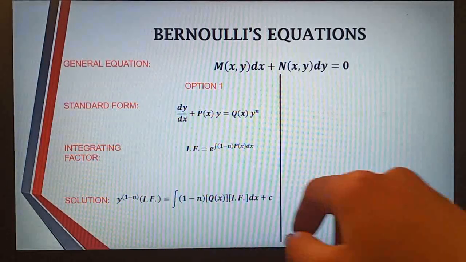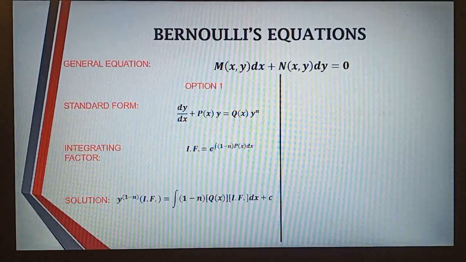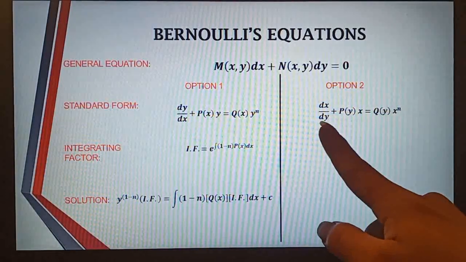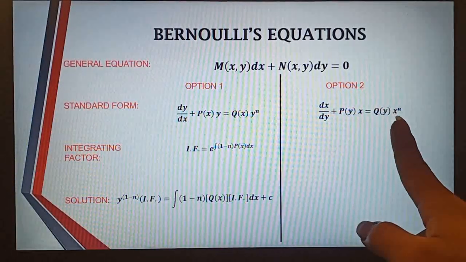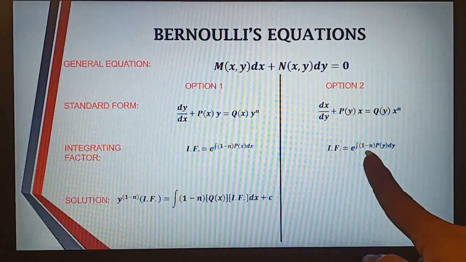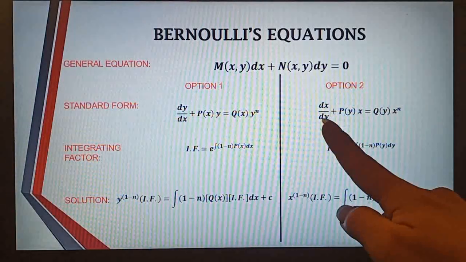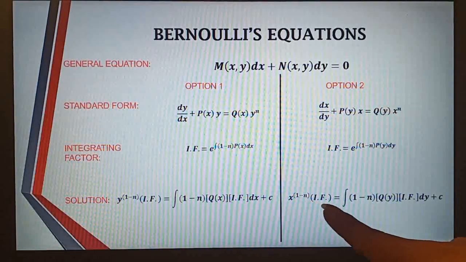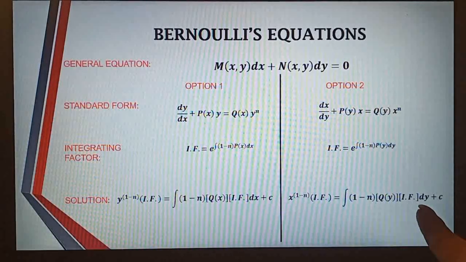Now, katulad ng linear equation, you do also have the option 2. Baliktad naman ngayon si dy over dx. So, pwede siya maging dx over dy. So in that case, if you have dx over dy, you must have p of y multiplied to x equated to q of y multiplied to x raised to n. So our integrating factor there is e raised to integral of 1 minus n multiplied to the p of y dy. Then our solution is x, since naka dx over dy tayo, raised to 1 minus n multiplied to integrating factor equated to the integral of 1 minus n, then the q of y, then the integrating factor dy plus c.